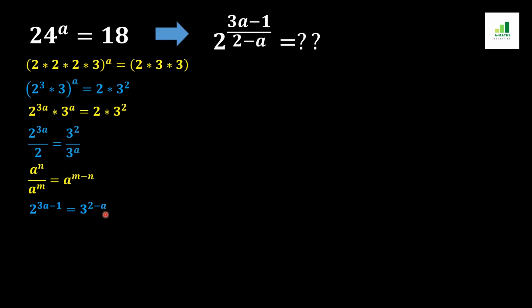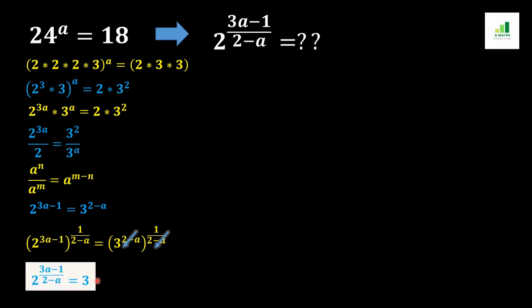Now in the next step we should apply a power on both sides of the equation, which is 1 over 2 minus a. As a result, the 2 minus a and 2 minus a will cancel out together, and we will get 2 to the power (3a minus 1) over (2 minus a) on the right side of the equation, and equal to 3 on the left side, which is the required answer for this expression.